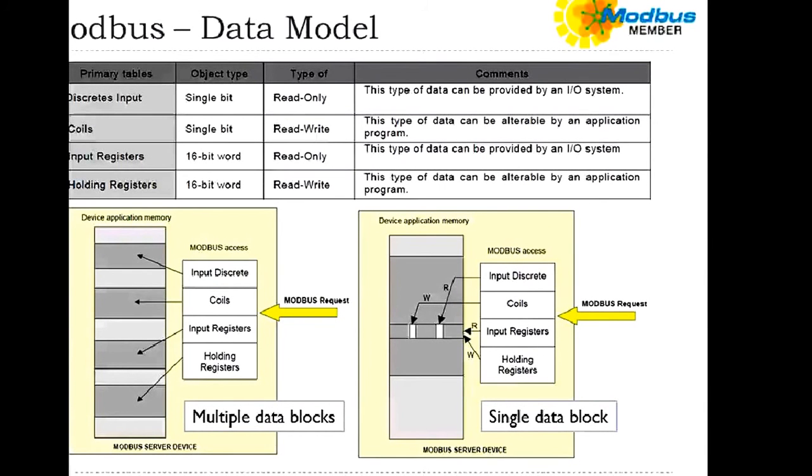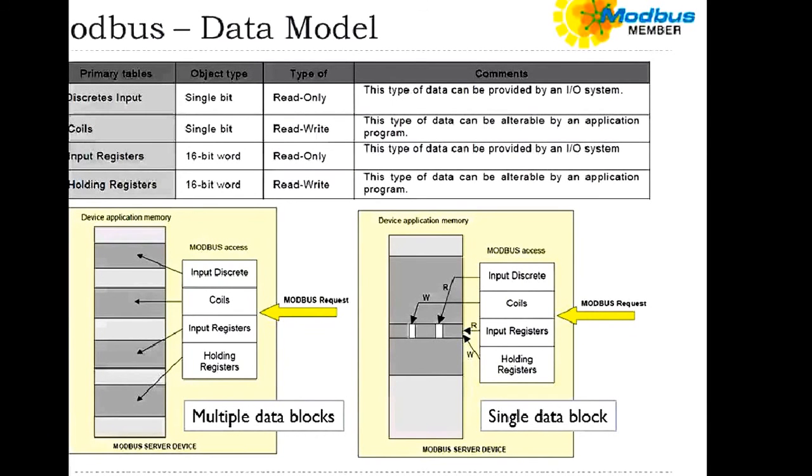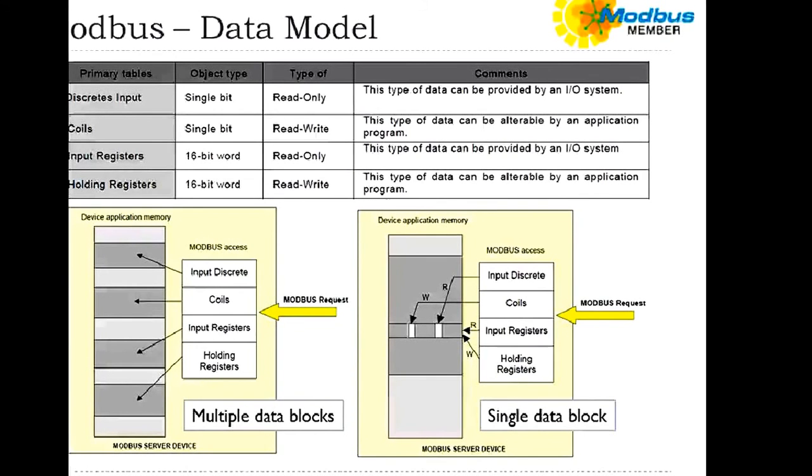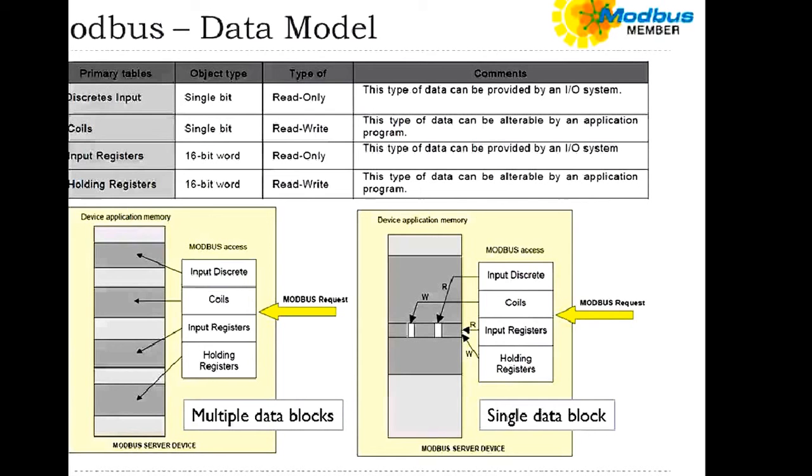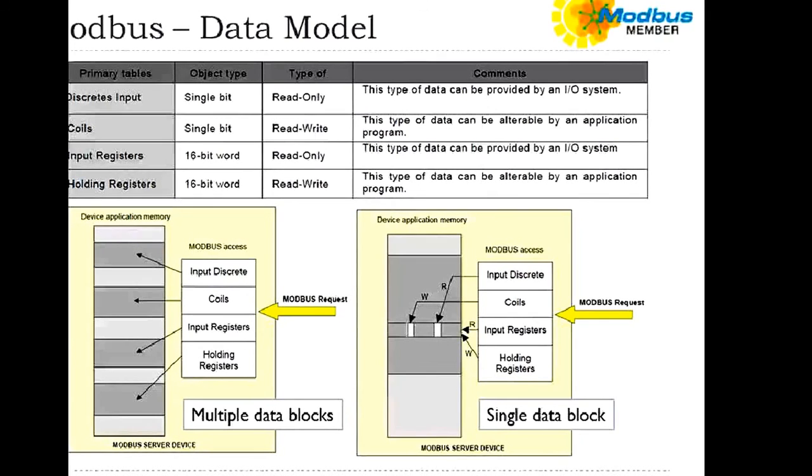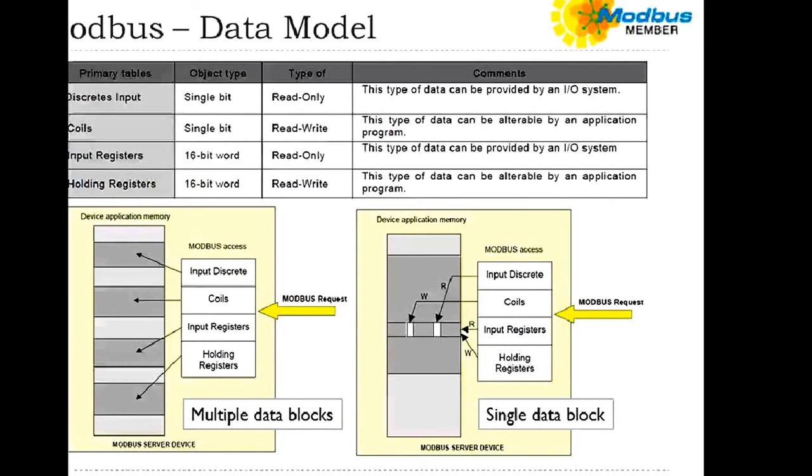The 4 tables are these. Discrete inputs, which usually take a single bit of information. They are read-only and provide data extracted from an I/O system, so digital I/O basically. Coils, they are also single bit, but they can be read and written. And the data type can be changed by the application, so I can write and read it. And then there are words: input register and holding register.